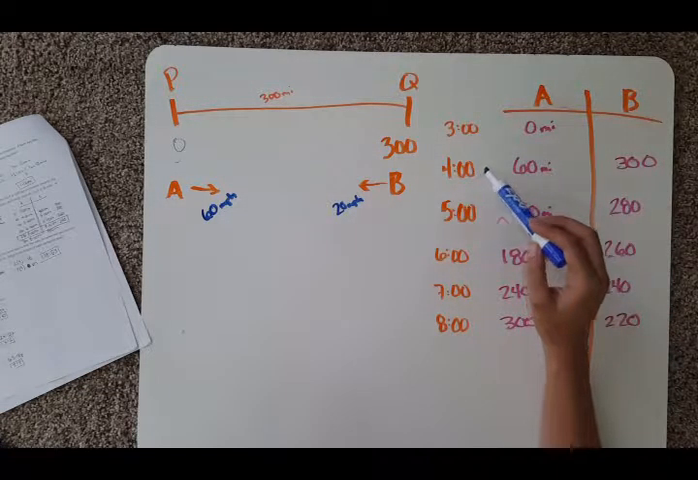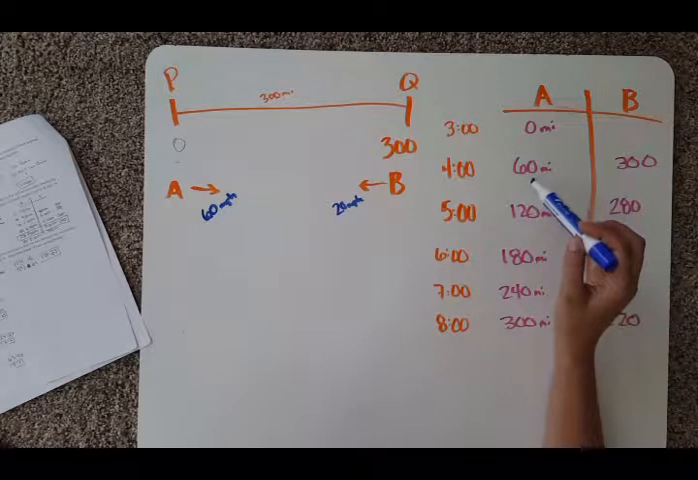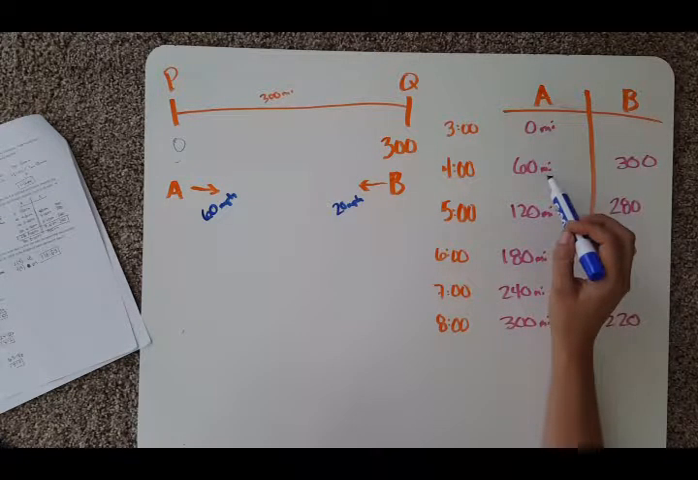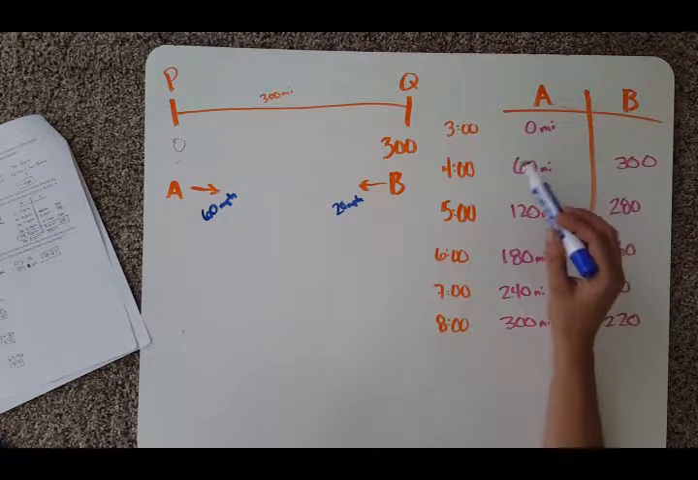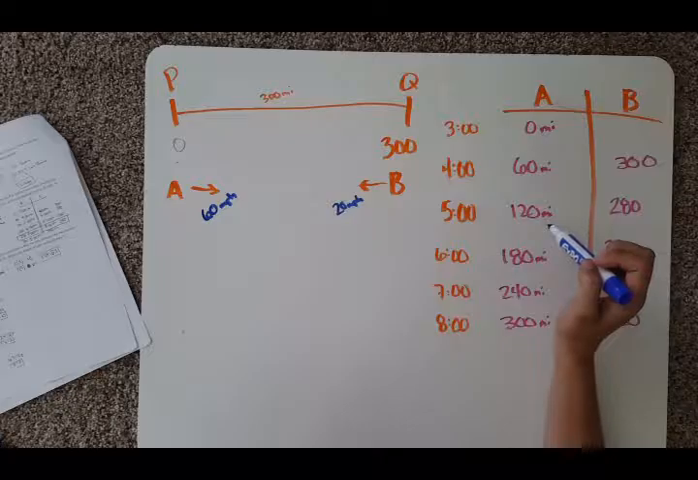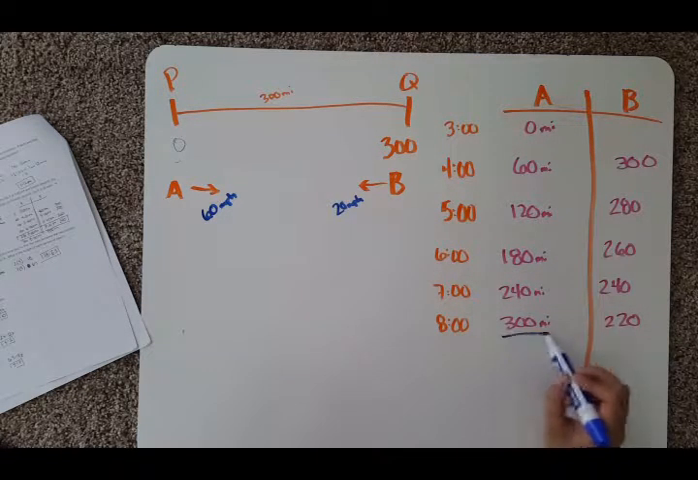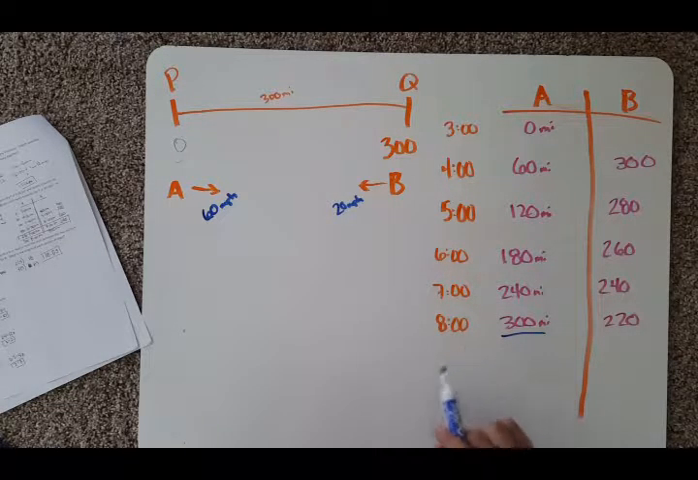And then at 4 p.m., it travels 60 miles in 1 hour, so it will have traveled 60 miles by 4, so it'll be at the 60-mile marker. And then in another hour, it'll travel another 60, so it'll be at the 120. And then you keep going down for each hour, and he's going to reach city Q by 8 o'clock. So I stopped keeping track there.